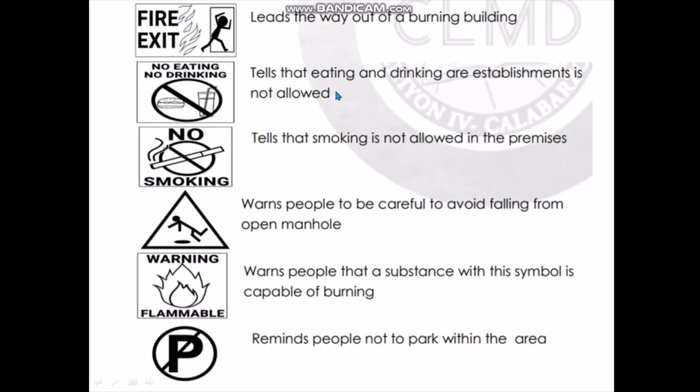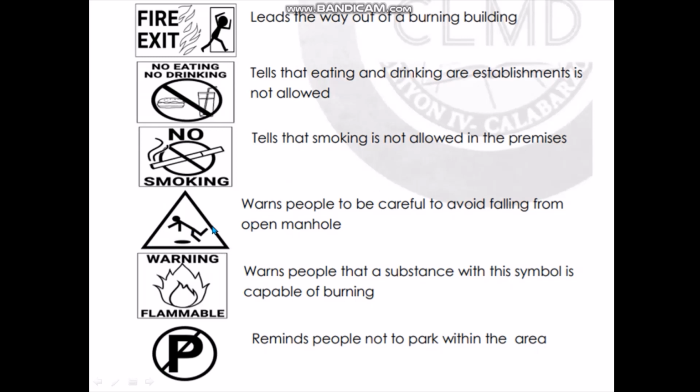So now another example of symbols. This one, the first one, fire exit. It means it leads the way out of a burning building. And no eating, no drinking. So it tells that eating and drinking in establishments is not allowed. Okay, you're not allowed to eat or drink in that place. When you see this no smoking, it tells that smoking is not allowed in the premises.